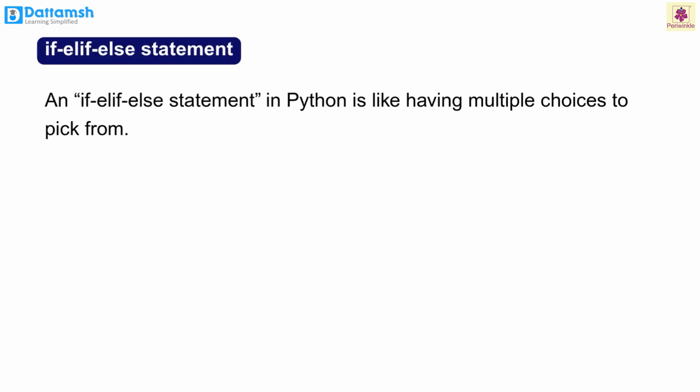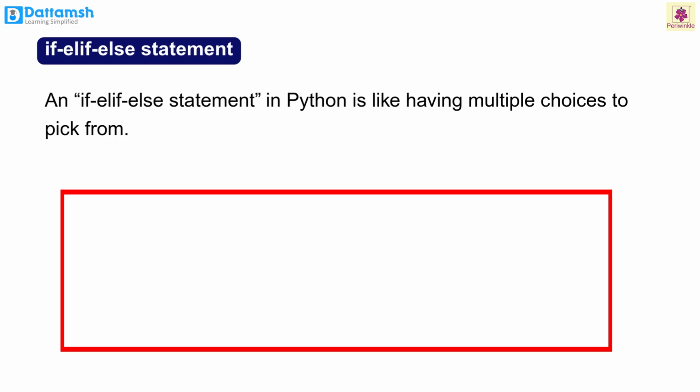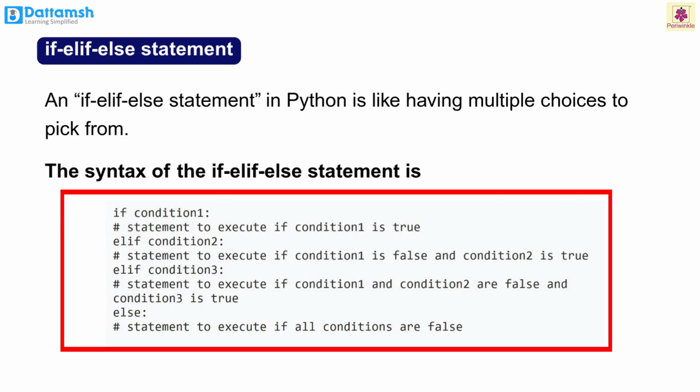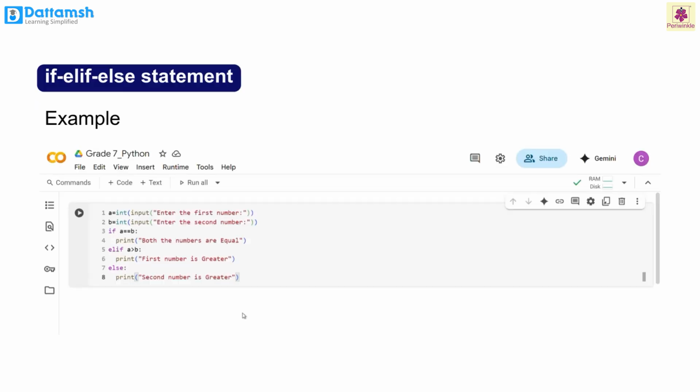If elif else. An if elif else statement in Python is like having multiple choices to pick from. The syntax of the if elif else statement is, in this example, the user is asked to enter two numbers. If the numbers are equal, the output is both the numbers are equal. If A is greater than B, the output is first number is greater. And if B is greater than A, the output is second number is greater.